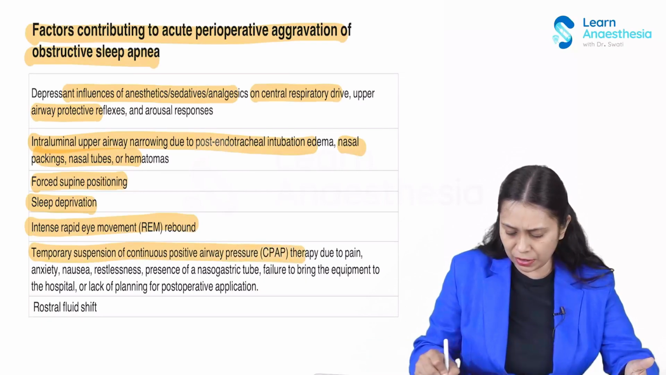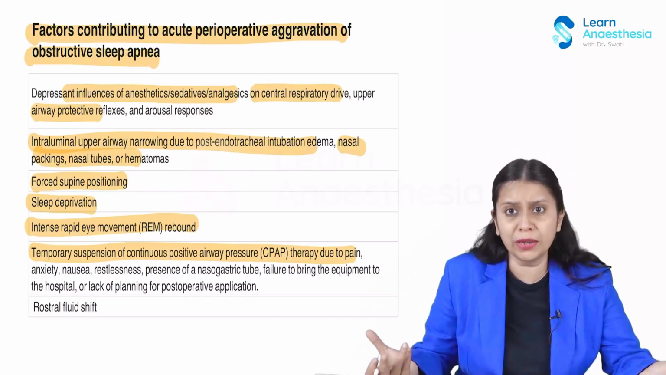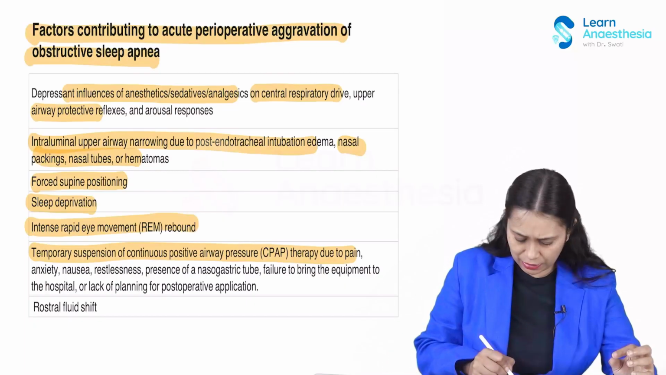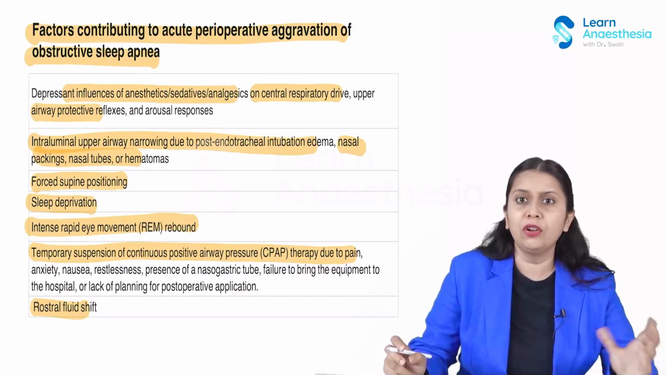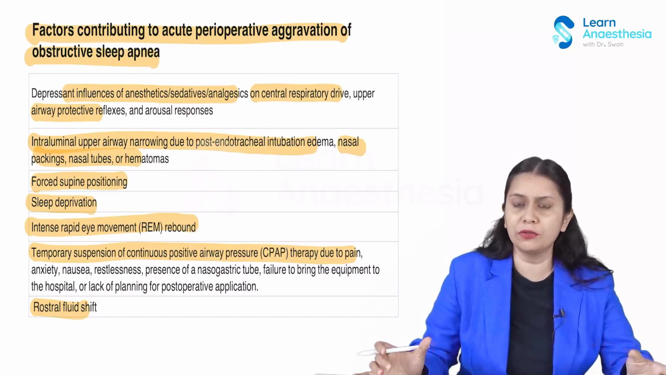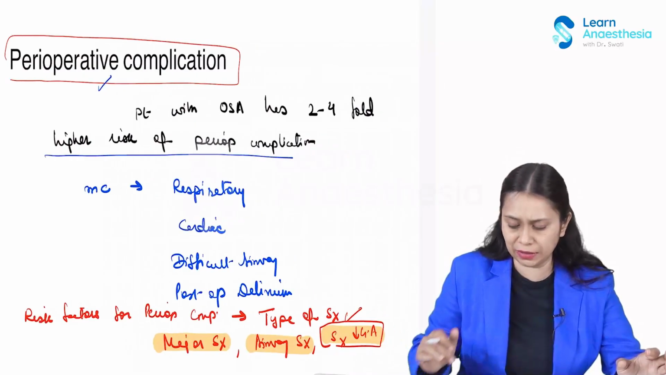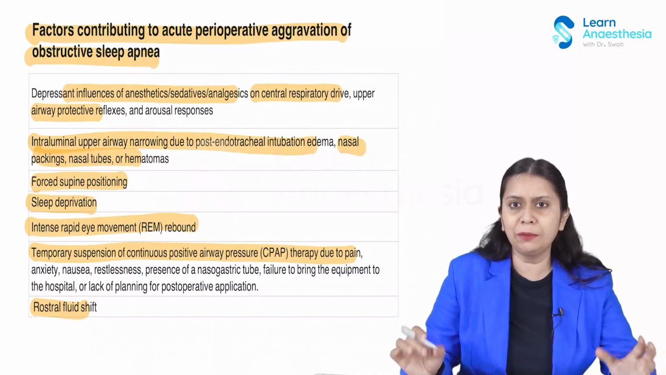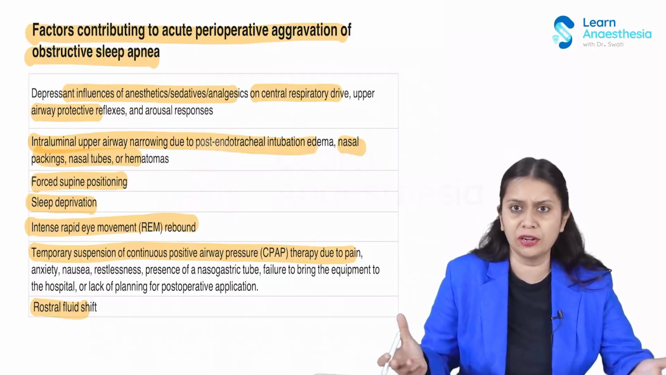Temporary suspension of CPAP therapy due to pain. Now these patients, diagnosed cases of OSA, are on CPAP, the positive airway pressure therapy. Due to many reasons, there could be a temporary cessation of these therapies. All this would lead to aggravation of OSA in these patients. Then the intravenous fluids which we have given to the patient. Sometimes the rostral fluid shift causes neck edema and can also contribute to the obstruction. So any surgery, not only the major surgery or the airway surgery, any surgery under general anesthesia has factors which would contribute in aggravating the OSA. And as I already said, in patients with OSA, the risk of respiratory and cardiac complications is 2 to 4 times increased compared to the general population, right?